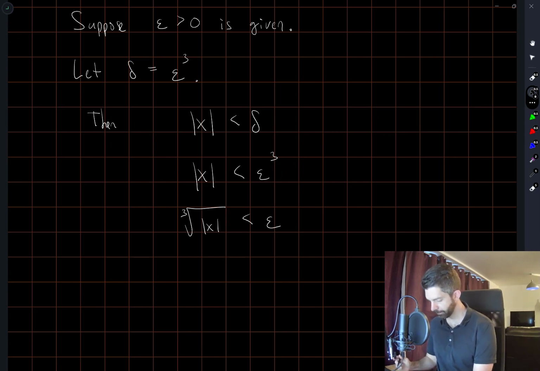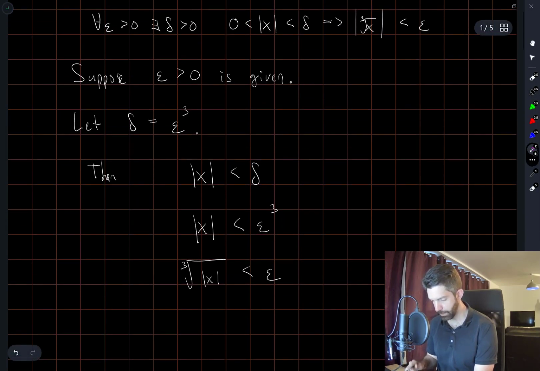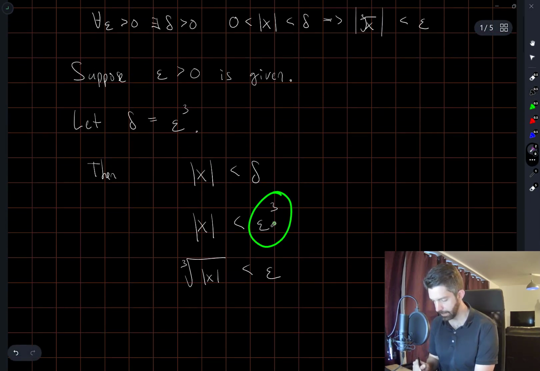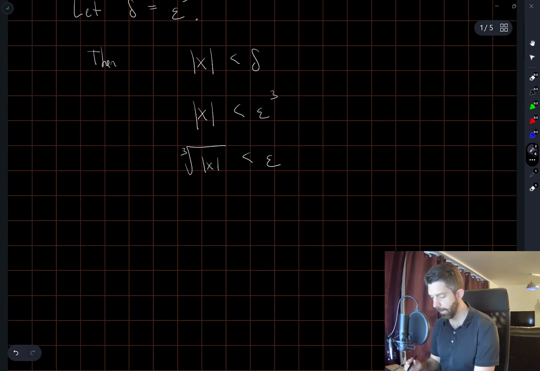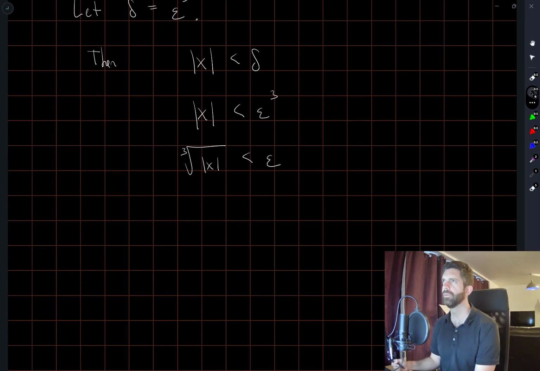I mean, we know epsilon's a positive number, so when taking a cube root, we're just going to take the positive value. And cube roots of positives are always positives. We're ignoring complex numbers here completely. Okay, and then what can I do here?